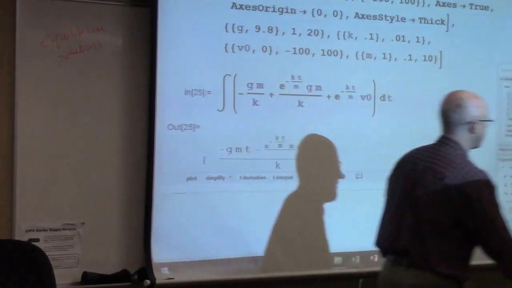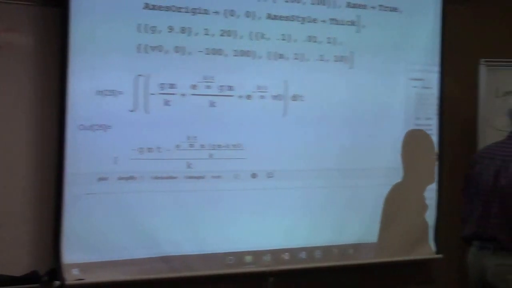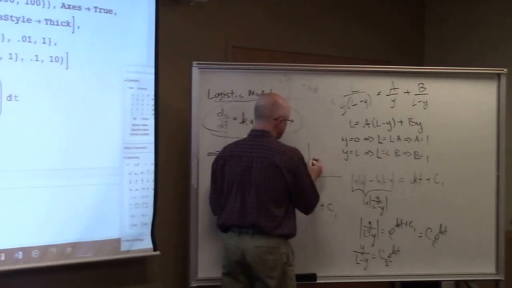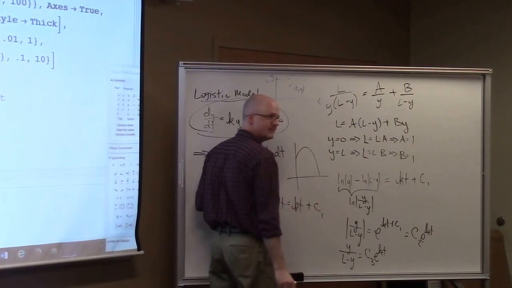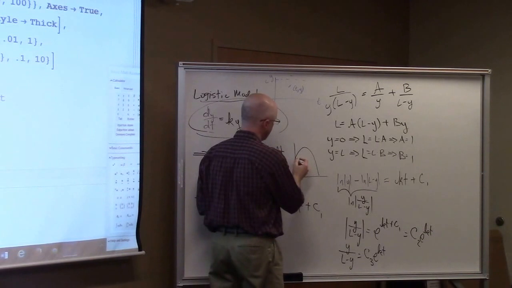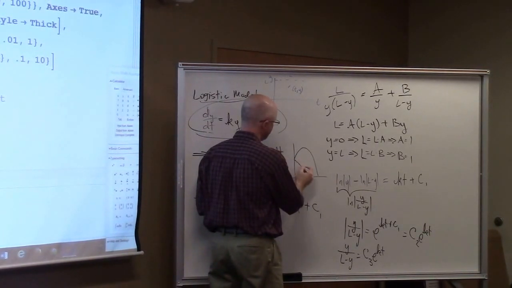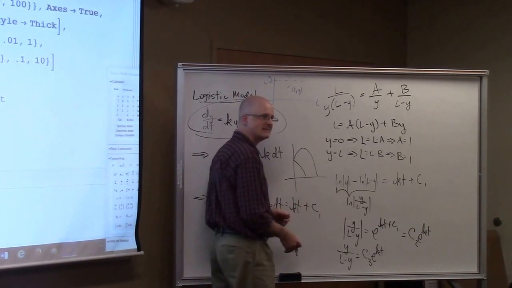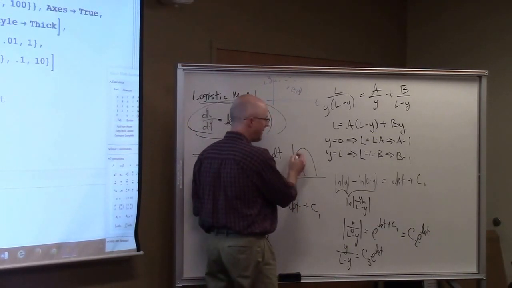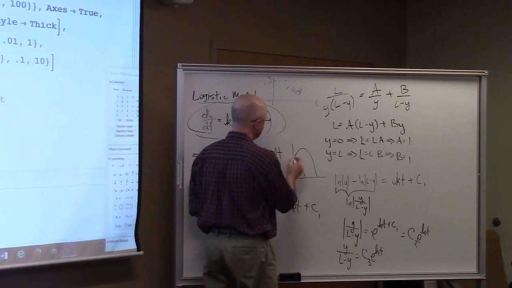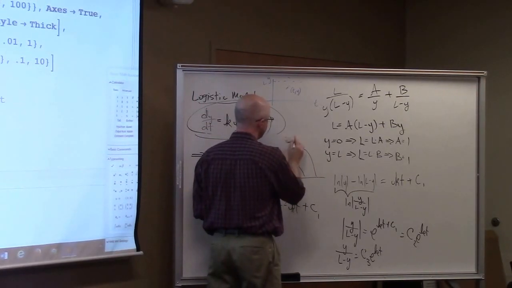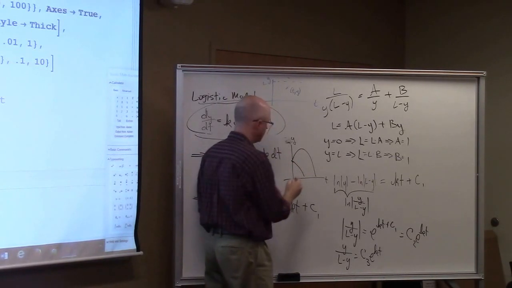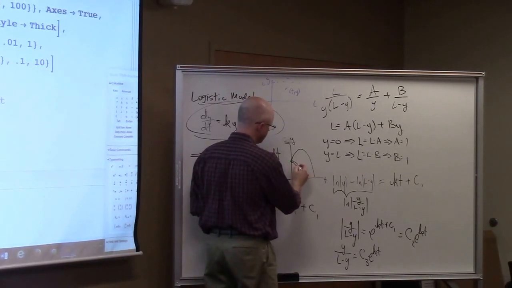I won't take the time to graph it in Mathematica, but if you did, you could get a graph that looks like this, or like this, depending on what the initial velocity is. This would have a positive initial velocity, where the height is a function of time. This one has a negative initial velocity. A zero initial velocity would look about like this.